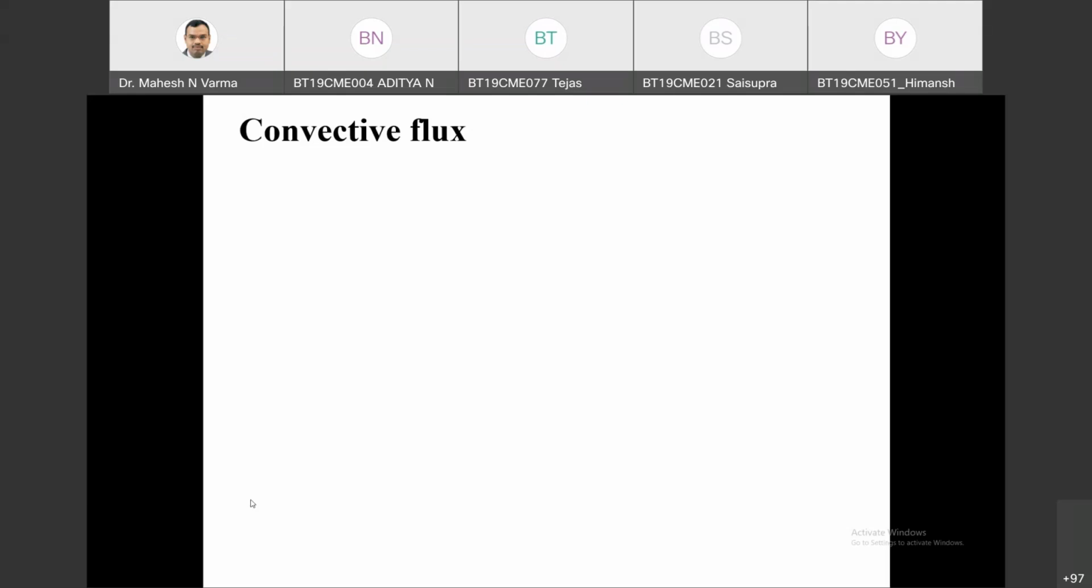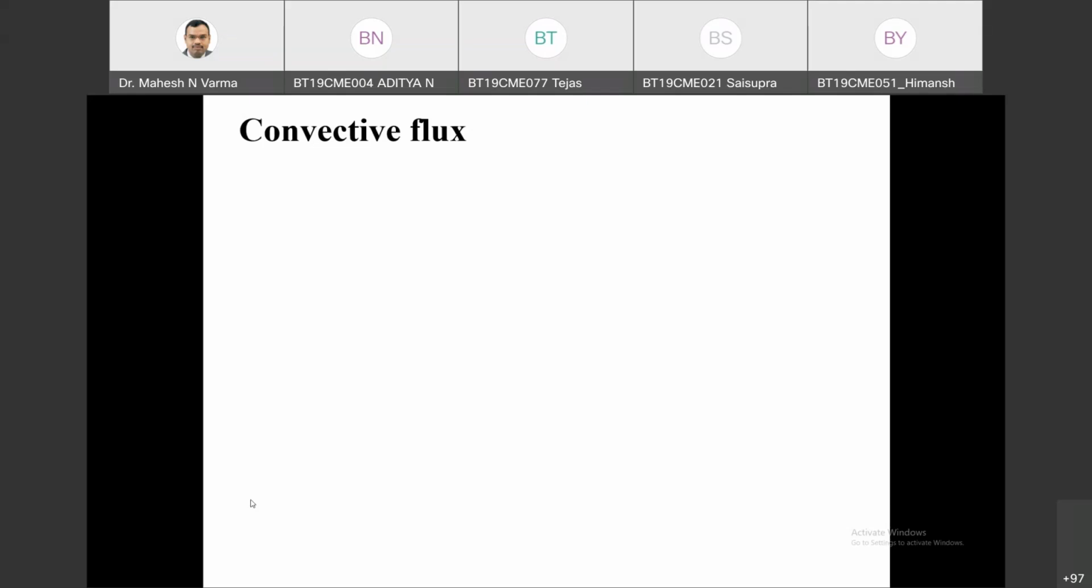Certainly if you have bulk motion, fluxes will be higher. Say somewhere a flux is 100, so 99 will be convective flux and only 1 will be molecular flux. So whenever there is a convective flux, the molecular flux will be negligible. So H into delta T is not a convective flux. H into delta T is a total flux, which is addition of convective flux plus molecular flux.